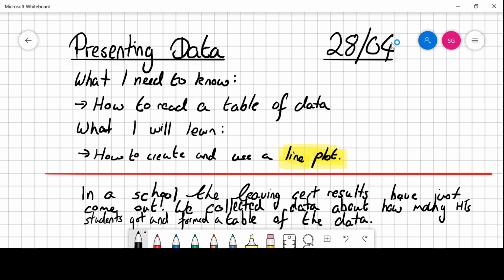It is the 28th of the 4th, and what you need to know before we begin this class is how to read a table of data. So if you're given a little table with an X and a Y value and some data along it, you're just able to read it and make sense of it. That's all you need to know. What you will learn today, though, is how to create and use a line plot.